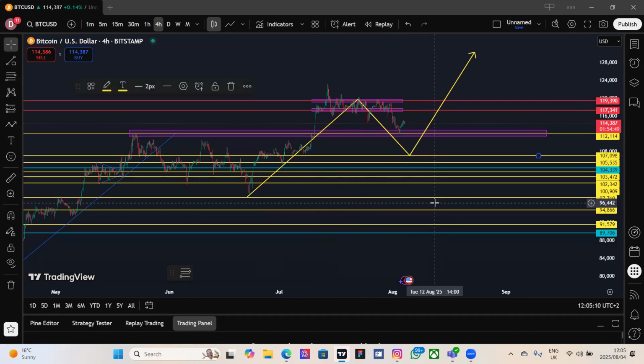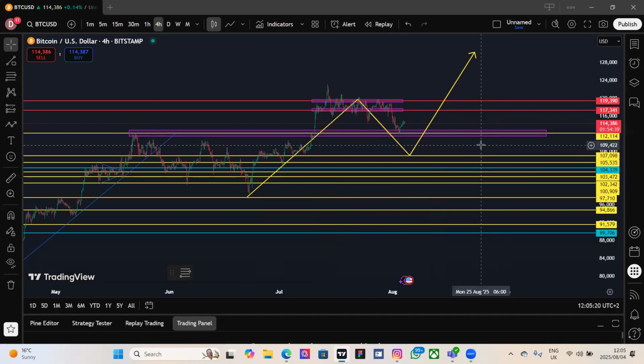Actually, it wasn't 112, it was actually 107,148. So around this level, yeah. My apologies. I think that's the correct level where I will be expecting a really good rejection within that zone, and then a straight push to the upside, getting into 130,000 with Bitcoin.